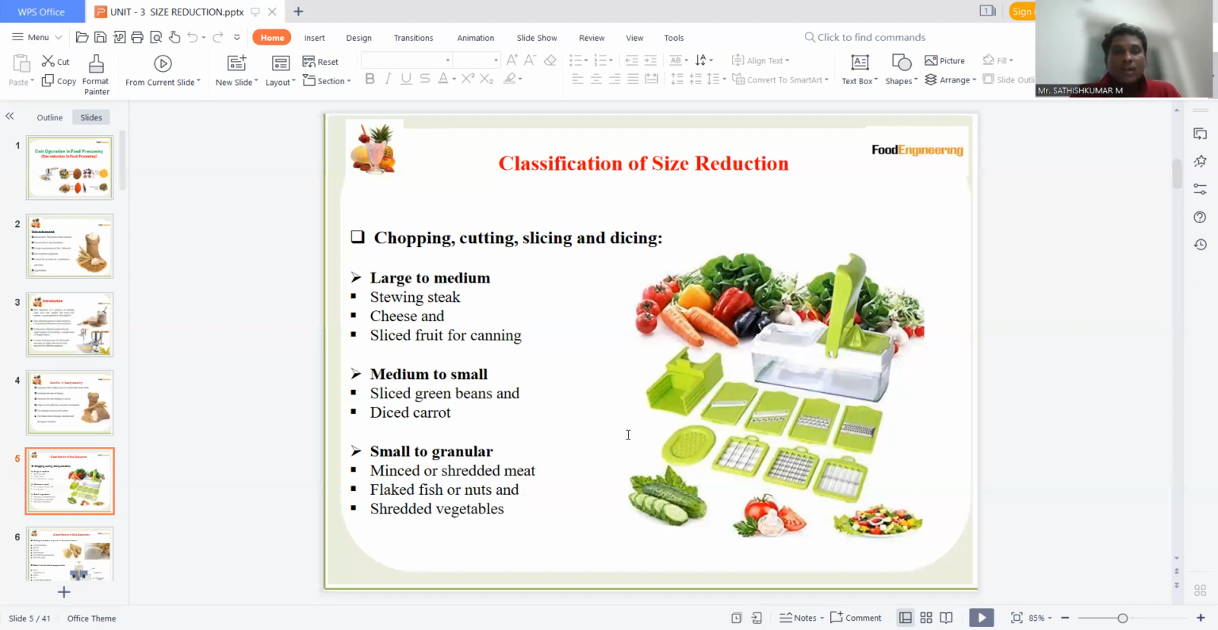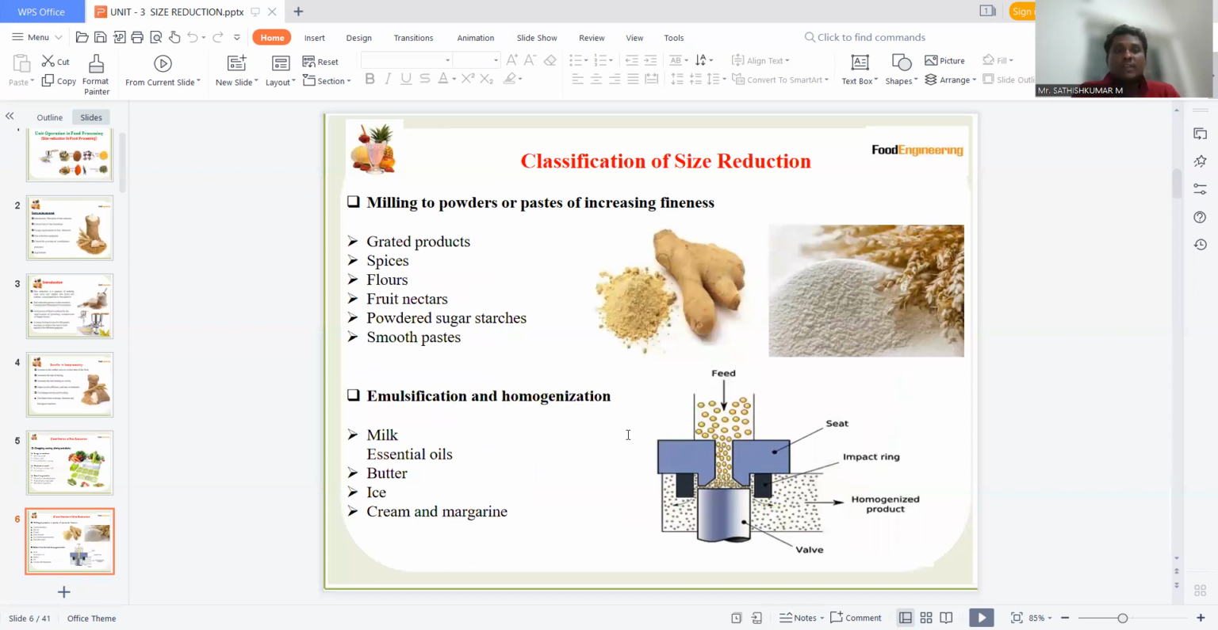Next, we move to the second type of size reduction, milling to powders or pastes of increasing fineness. For example, grated products, spices, flours, fruit nectars, powders, sugar, starches, and smooth pastes are examples of milling to powders.